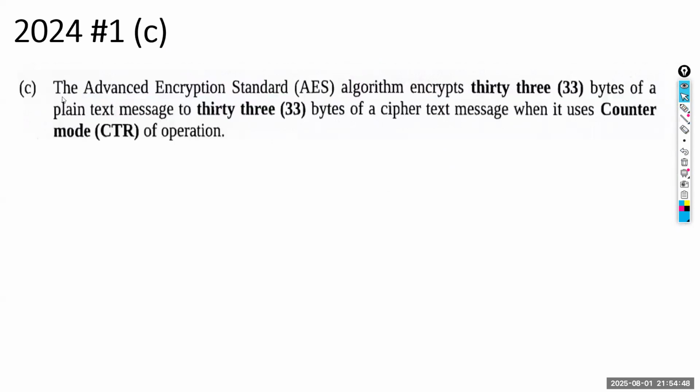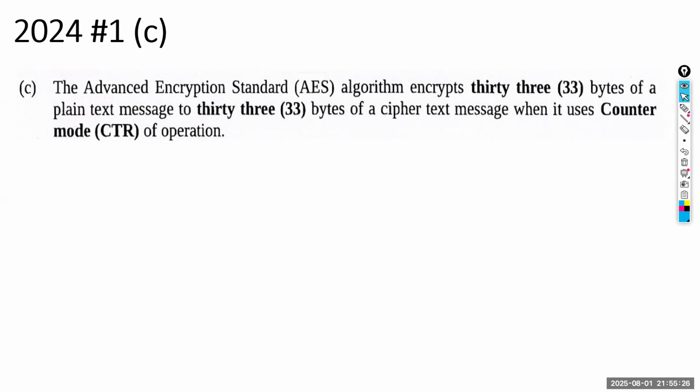Right. So then they ask about key sizes and block sizes. The Advanced Encryption Standard AES algorithm encrypts 33 bytes of a plain text message to 33 bytes of ciphertext message when it uses counter mode. So remember, counter is the last block mode. It has all the advantages of electronic code book. At the same time, it hides the patterns because of the use of the counter. So every counter value is unique, right?